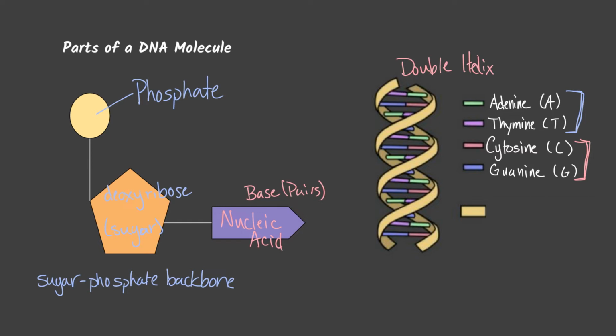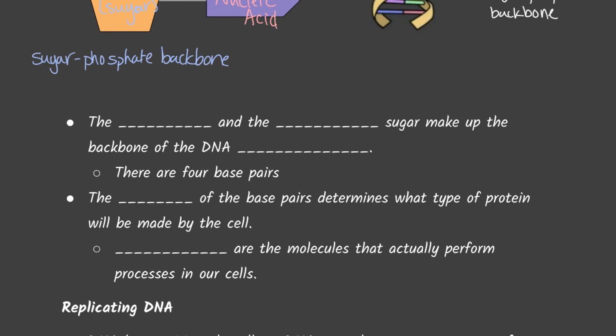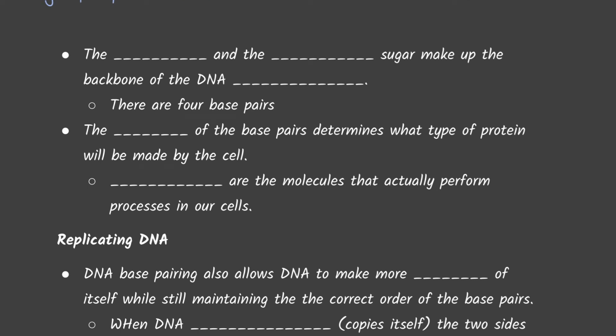So those are the base pairs. Adenine pairs with thymine, cytosine pairs with guanine, and then this yellow bar that wraps around is our sugar phosphate backbone of that double helix. So this is what it looks like as pictures. Let's go ahead and write this all out. So again, that phosphate and the deoxyribose, which is that sugar, make up the backbone of the DNA double helix.